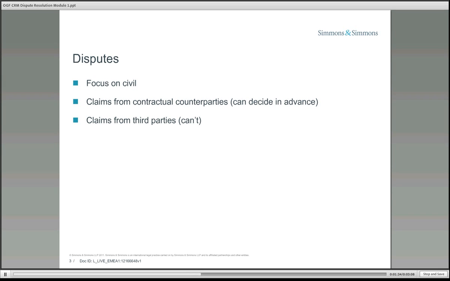But what I want to focus on today are civil claims. That's really, in particular, claims from contractual counterparties, the people with whom you are entering into a contract. Now, with these people, you can decide in advance where you want your dispute to be heard, how you want it to be resolved, and you can choose the forum and the type of dispute resolution process. By contrast, if you've got a claim from an unrelated third party, it's really up to them.